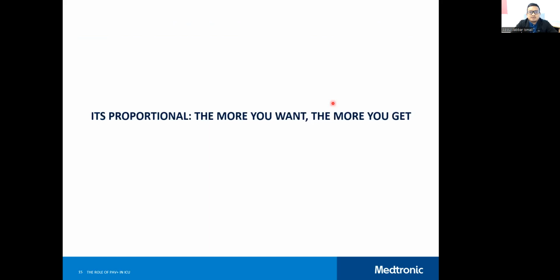So talking about the ventilator setting, it is actually proportional. The more you want, the more you get. Okay, so it follows the patient. So the less the patient wants, the less the patient gets. So when the patient is improving, and the lung compliance is improving, of course the effort, the demand, will become less. So the machine will deliver a lesser amount of air to the patient.